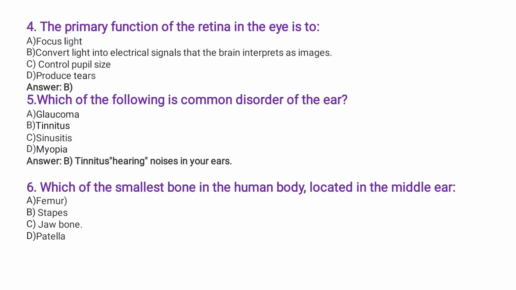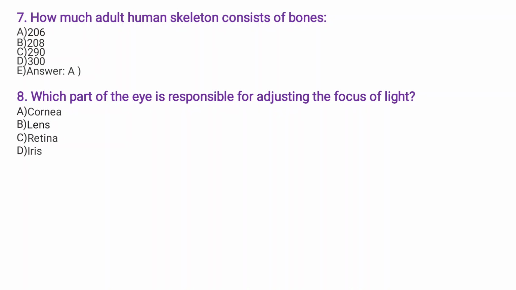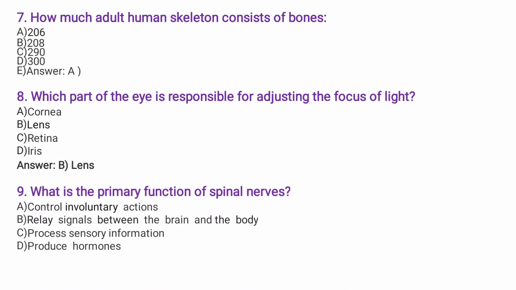Next, which is the smallest bone in the human body, located in the middle ear? A. Femur, B. Stapes, C. Jawbone, and D. Patella. So stapes. How many bones does the adult human skeleton consist of? 206. Which part of the eye is responsible for adjusting the focus of light? Lens. What is the primary function of the spinal nerve? Relay signals between the brain and body.